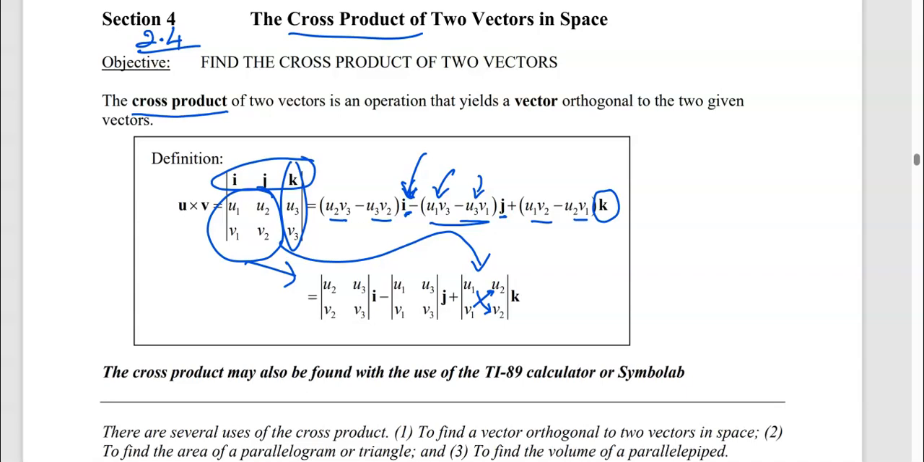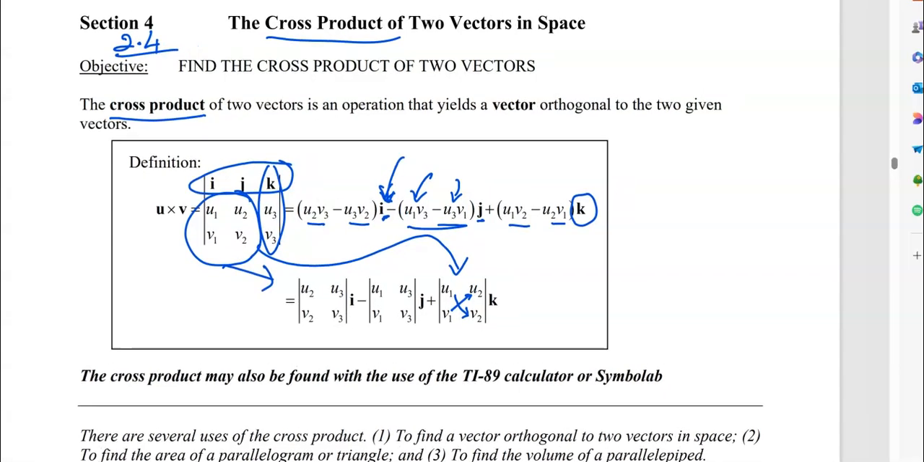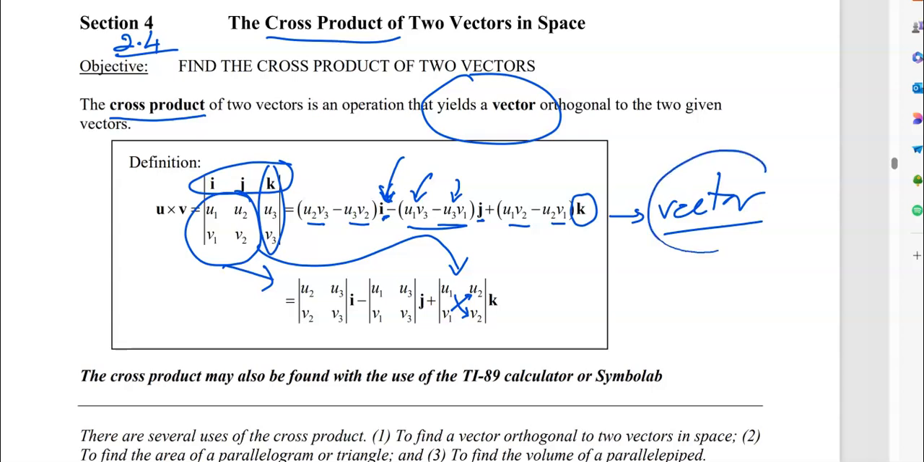So the final result is a vector here. Just keep in mind the final result is a vector. So the cross product is going to yield a vector. Remember that. And then the dot product yields a scalar, it's just a number. Okay, now what does this vector signify?